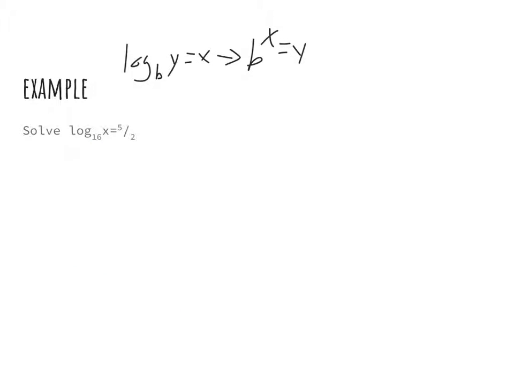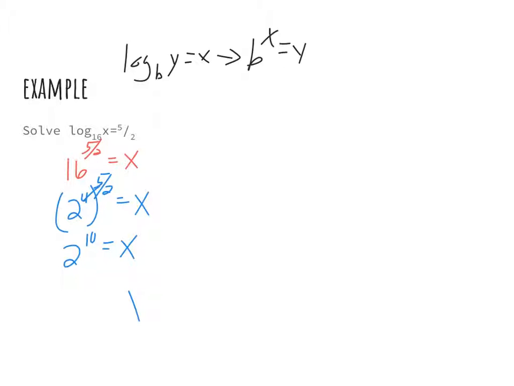Our next example, we've got the log base 16 of x is equal to 5 halves. And again, first thing I want to do is rewrite this as an exponent, so 16 to the 5 halves is equal to x. I don't want the fraction as an exponent, so I'm going to rewrite 16 as far down as I can, which happens to be 2 to the 4th power. So I've got 2 to the 4th to the 5 halves. Multiplying my exponents, I get 2 to the 10th is equal to x, and if I type that into my calculator, I should get an answer of x equals 1024.